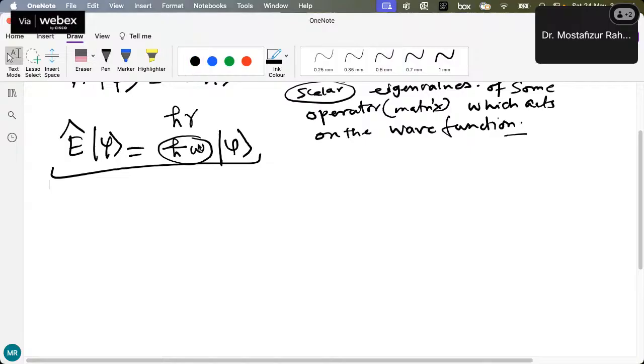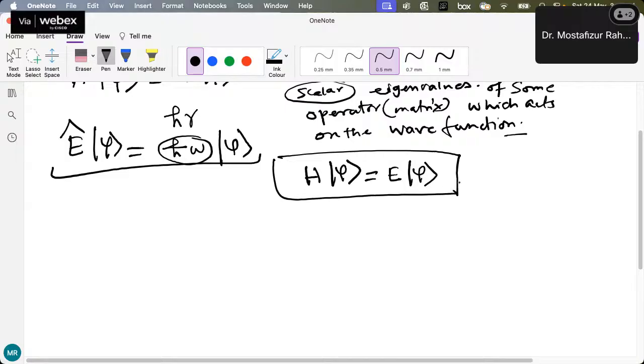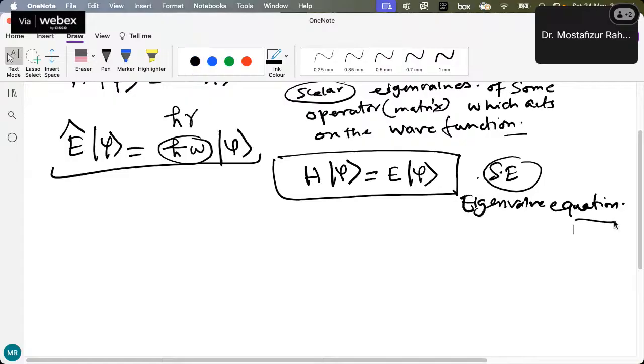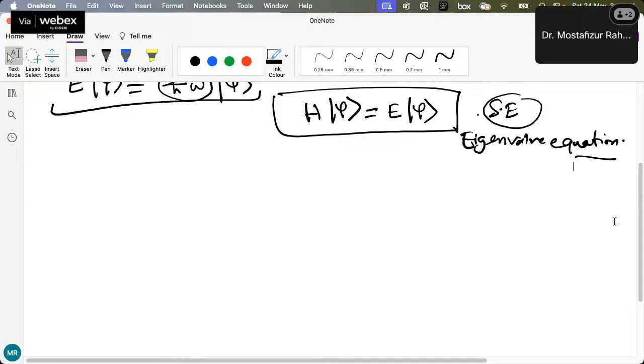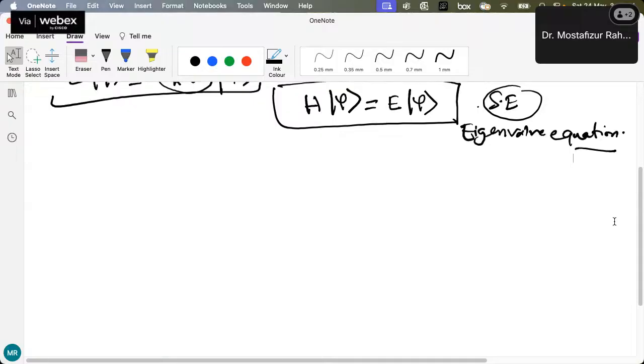Okay. So this is why you have a Hamiltonian operator. It acts on the wave function psi, and it gives you back the energy E times the wave function. And this is the solution of the Schrodinger equation. So what is this? This is basically an eigenvalue equation. Now let us discuss what is the physical interpretation of this equation, why it is so important.